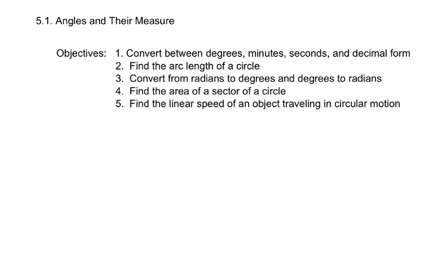Okay, class. Basically, your first official flipped homework is Chapter 5, Section 1, Angles and their measure. We are going to do all 5 of these objectives. They're in your book, and you can read through those.